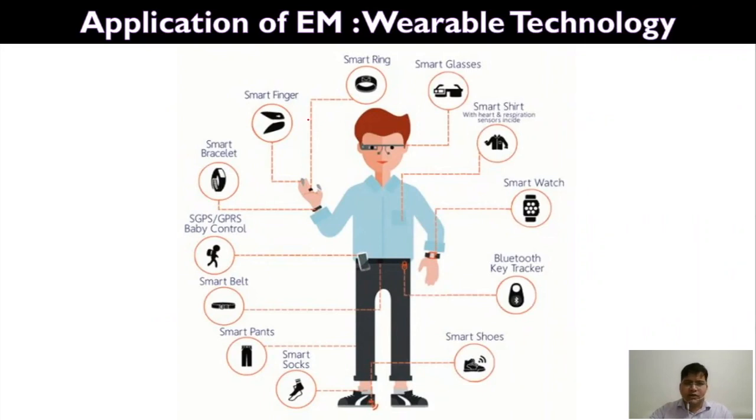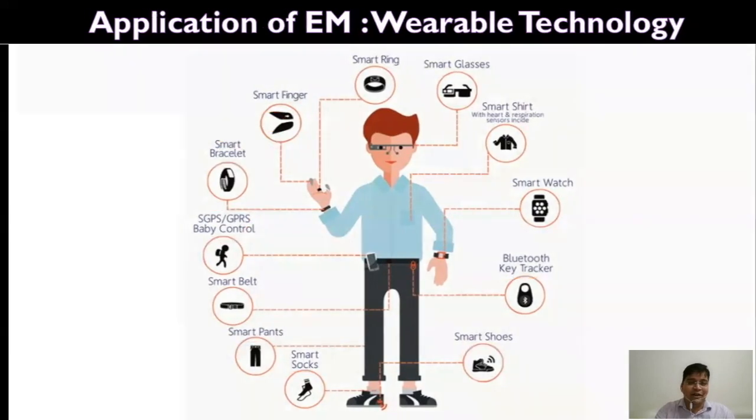Now see other wearables like smart ring, smart glass, smart shirts, smart watch, Bluetooth key tracker, smart shoes, smart socks, smart pants, smart belt, GPS built-in baby school, smart bracelet, smart fingers. Whatever is smart is based on the electromagnetic field. So most of the smart things are like this. This is the beauty, or we can say how important the electromagnetic field is in our daily life.